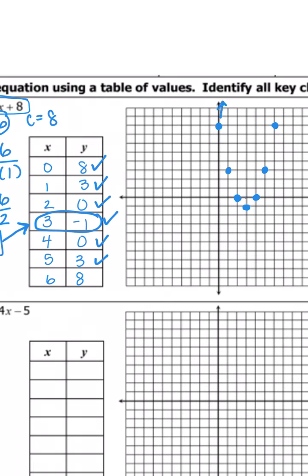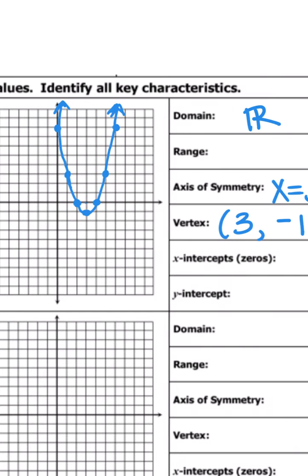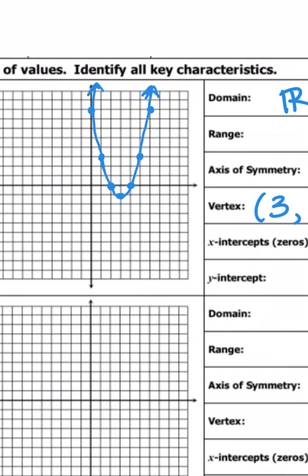Now remember, this should look like a U. It could be a regular looking U or an upside down shaped U, but it needs to look like a U. If not, go back and check because you may have missed something. All right, so there's our graph. So let's answer the rest of these questions.